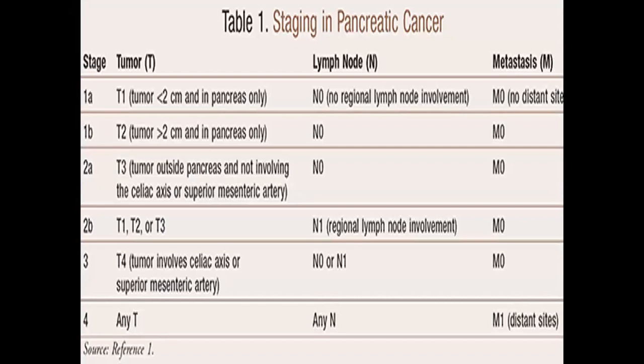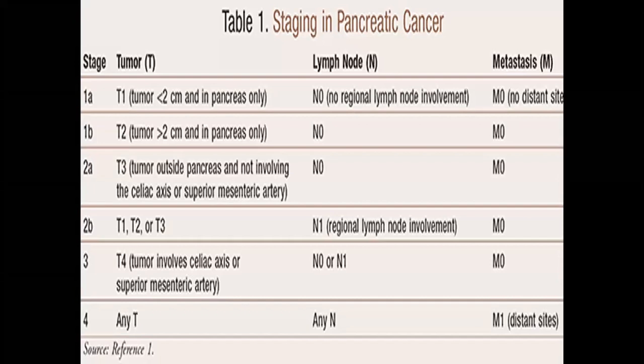Now, when we do the staging, we always talk about the TNM classification. It's evident from the slide that I've shown you. Stage 1A: the tumor is less than 2 centimeters, confined to the pancreas only, with no lymph node involvement and no distant site. 1B: T2, greater than 2 centimeters, in the pancreas only. Mind that 1A and 1B are limited to the pancreas only, with no lymph node involvement and no metastasis.